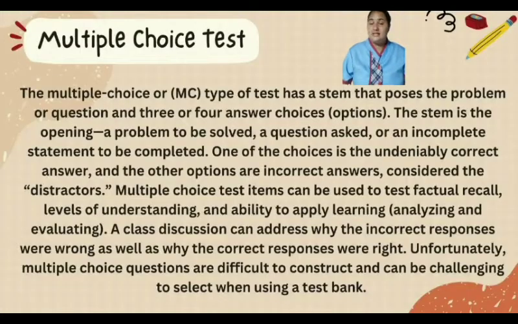Multiple choice test. The multiple choice test, or MC type of test, has a stem that poses the problem or the question, and 3 or 4 answer choices or options. The stem is the opening: a problem to be solved, a question asked, or an incomplete statement to be completed. One of the choices is the undeniably correct answer, and the other options are incorrect answers considered as the distractors.